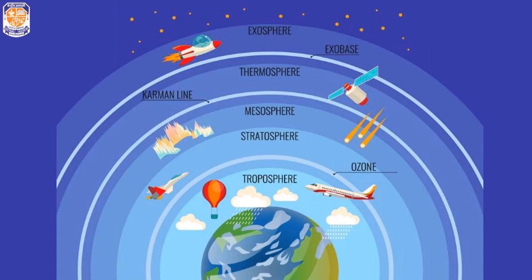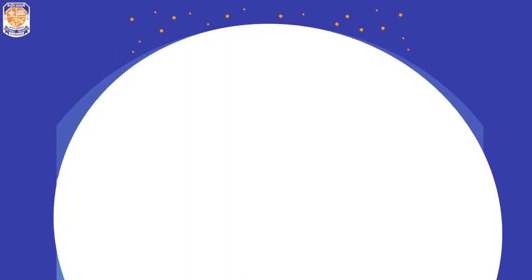Then comes another layer, that is the thermosphere, that starts at around 100 kilometers and stretches over 300 kilometers. Most of the satellites revolving around the Earth are present in this layer. The thermosphere is also home to the International Space Station that harbors the astronauts in space, and it orbits the Earth constantly. Then comes the outermost layer, that is the exosphere.